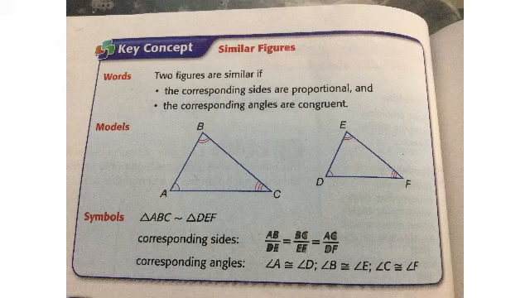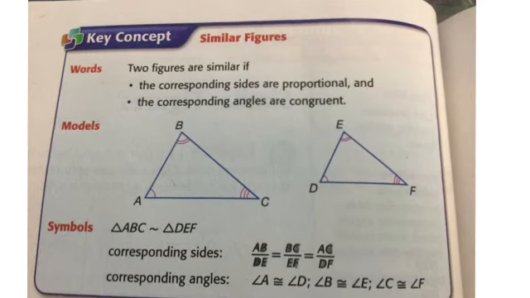Okay, so our big definition here about similar figures. We kind of know what it means for something to be similar to something else, but in math, it has a very specific definition. If I have two figures and I'm saying those figures are similar, then that means the corresponding sides, like side AB corresponds with side DE, have to be proportional. That means if I were to take the fraction formed between the two side lengths, they would all reduce to the same thing.